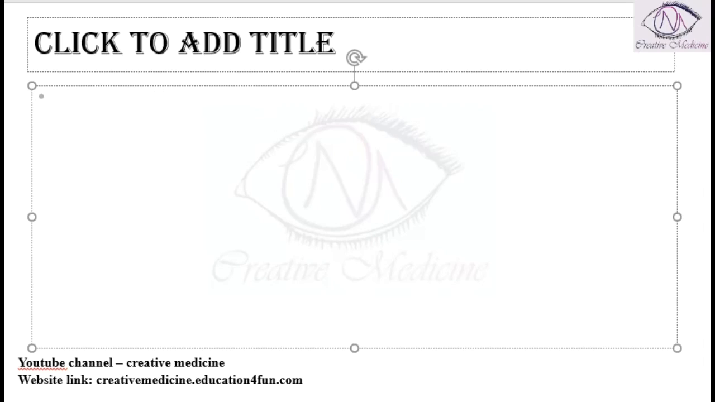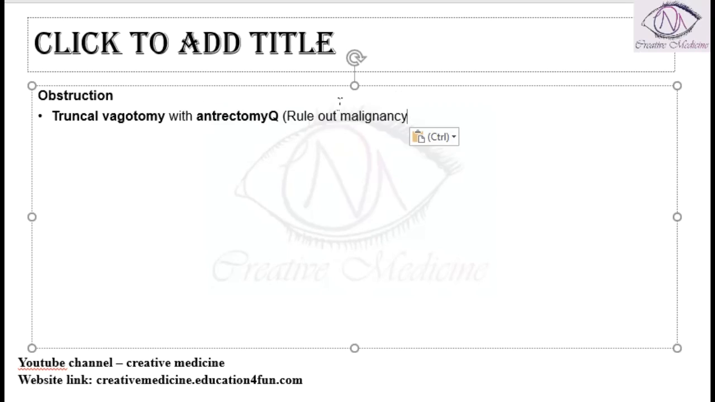Then, if there is obstruction in the gastric outlet, or gastric outlet obstruction, then first and foremost, because gastric ulcers can be associated with malignancy, you should rule out malignancy, and following that, we can do a truncal vagotomy with antrectomy for the patient.